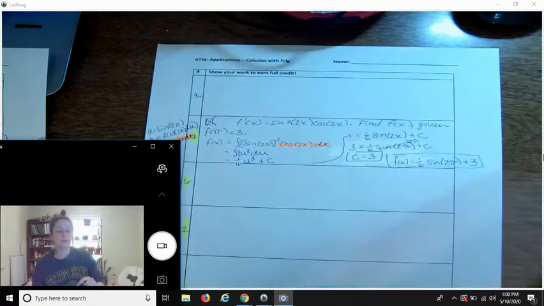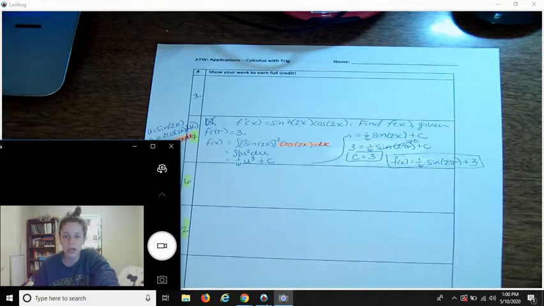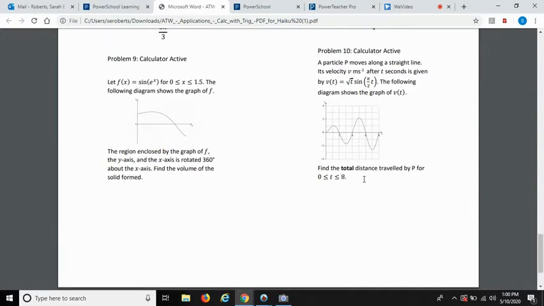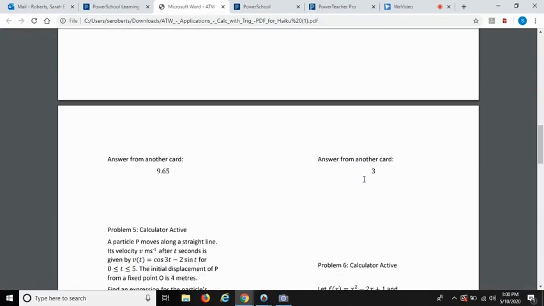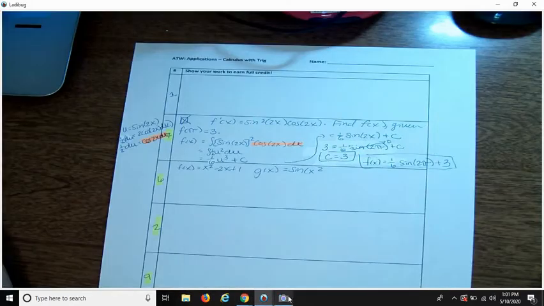Okay, but the 3 is what we're looking for on the next card, which leads us to number 6, which is another one that you had questions about. Okay, so in number 6, it looks like it wanted us to find the area between two curves. Let me double check. 6. Let f of x equal x squared minus 2x plus 1, g of x be sine of x squared. Find the area of the region enclosed by the graph of f and the graph of g.